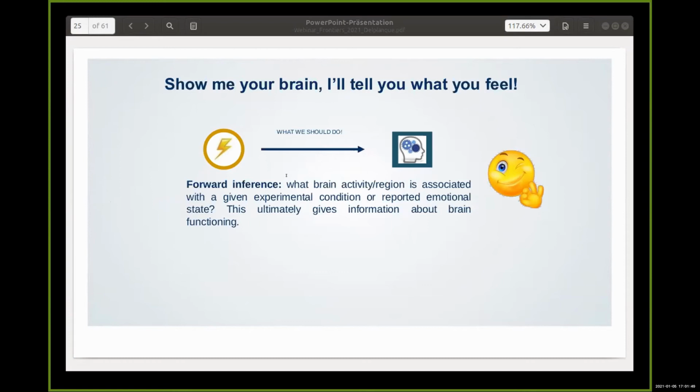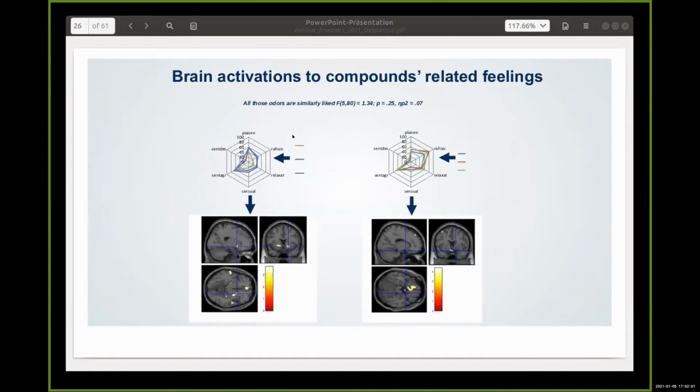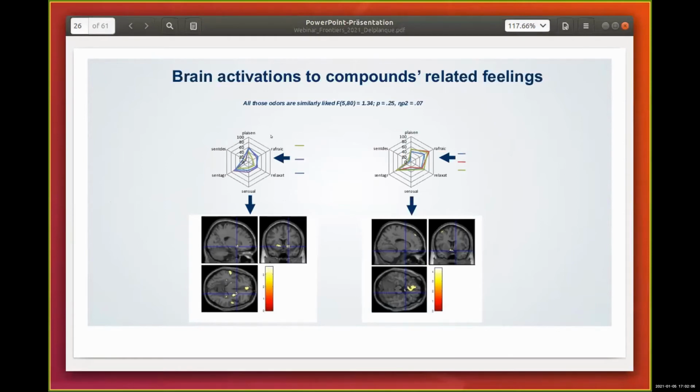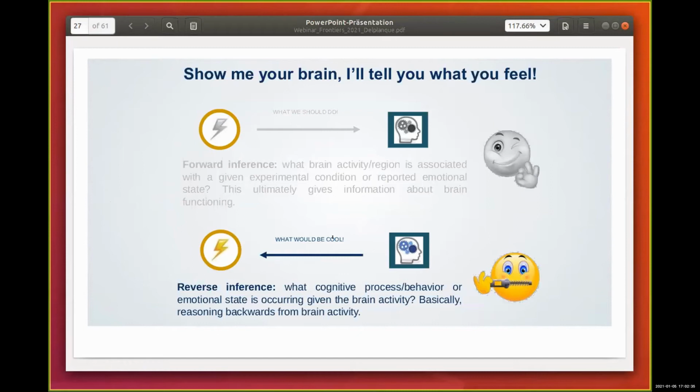But my point today is more than what we did. We asked the question, what brain activity is associated with a given experimental condition or a given reported emotional state? That's a normal forward inference. Here we have, for instance, three different odors. Here is the subjective response, and you can see a specific brain network. For different odors, you have different feelings and different networks. The question now is, if you just look at the brain network, can you infer which feeling was elicited by the stimulus? It would be very cool to be able to do that, but it is called a reverse inference. What cognitive behavior, process, or emotional state is occurring given the brain activity?